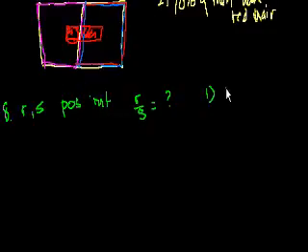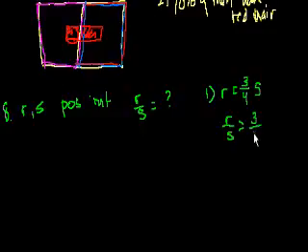Statement number 1, they tell us that R is equal to 3/4 S. Well, let's just do a little algebraic manipulation. We're just trying to get R over S, so let's divide both sides by S. So you get R over S is equal to 3/4. So there we got it. We got the answer. That was a helpful data point. All we needed was that data point, actually. Let's see what the second data point gives us.